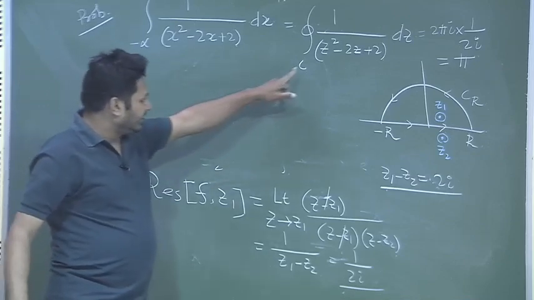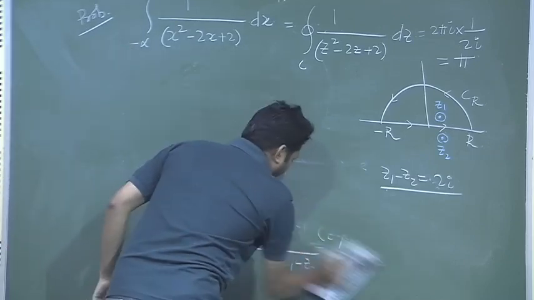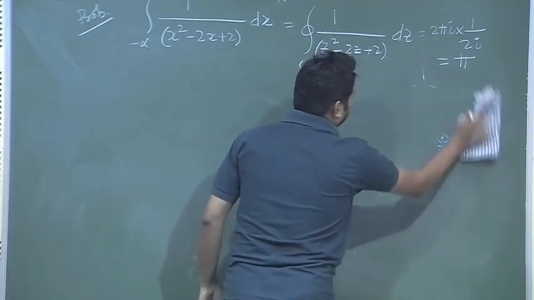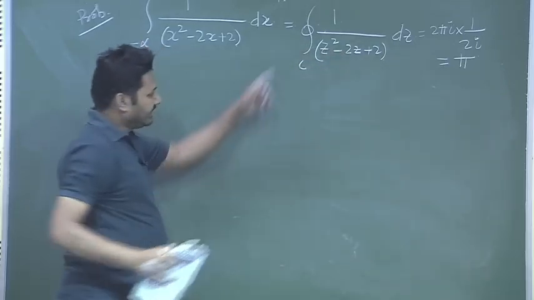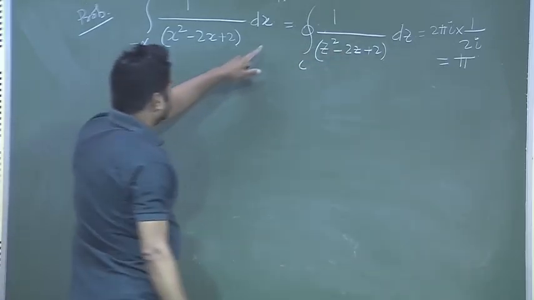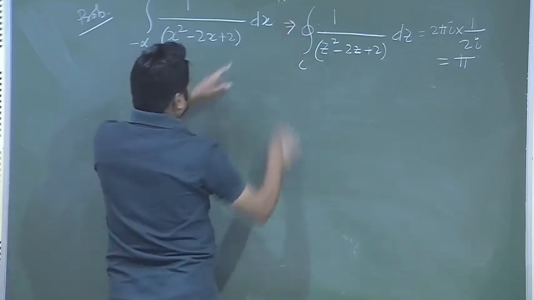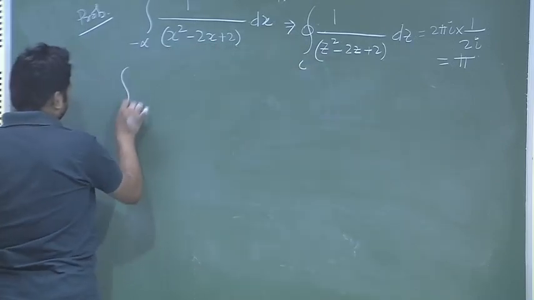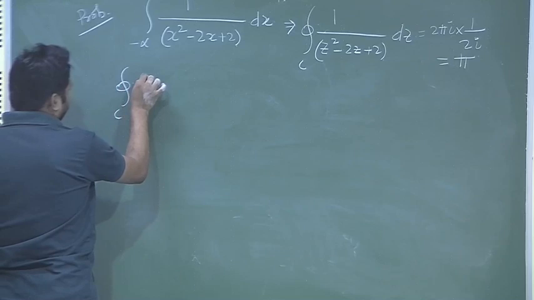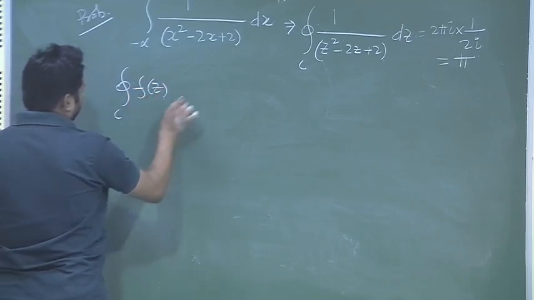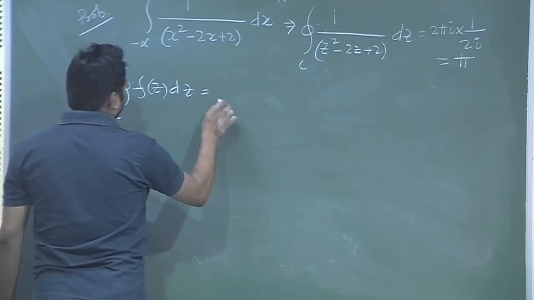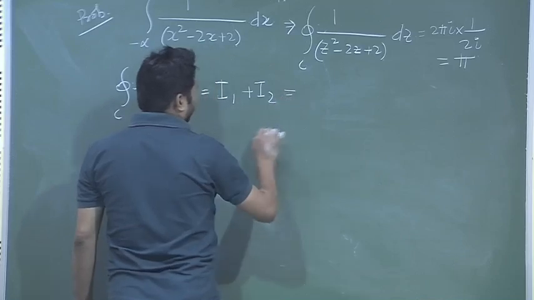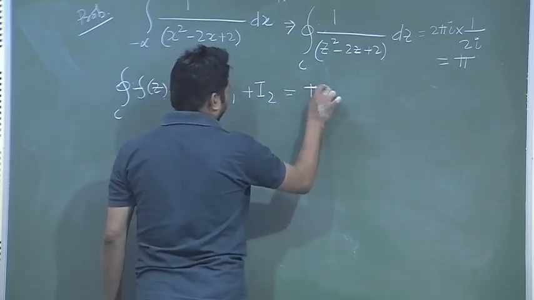Now, let me erase this. The next part we need to take care of. This integration now contains two parts. Please mind it, I convert this to a closed integral. So, if I write this as a function of z, the integral over C of f(z) dz is equal to I1 plus I2, which is equal to pi, right.